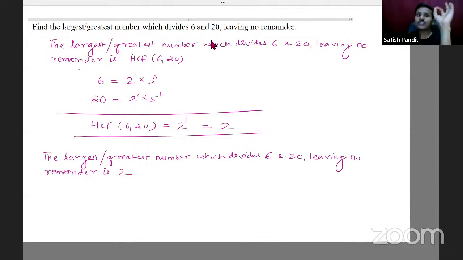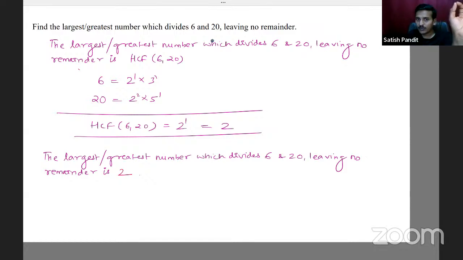Find the largest or the greatest number which divides 6 and 20, leaving no remainder. Leaving no remainder means what? Exactly divisible. So we have to find the largest or greatest. Whenever you want to find the largest or the greatest number which divides, we always have to find the HCF. Because what is HCF? It is the largest number which divides. So whenever you want to find the largest number which divides, you have to find HCF. So you have to remember this.